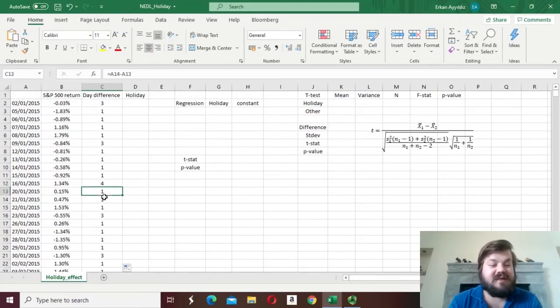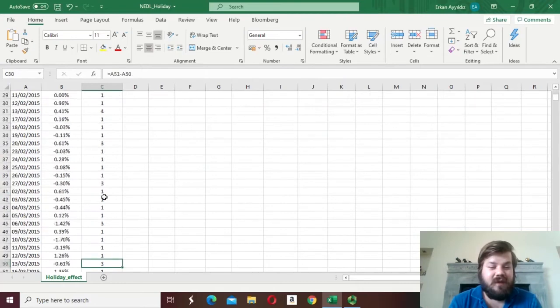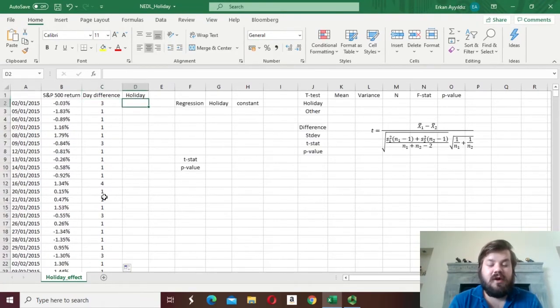And if we examine this data set for long enough, we'll see that those holidays sometimes are present, but they're not that frequent. And now we need to code a dummy variable, pretty much, that would be equal to 1 if this particular trading day is indeed preceding a public holiday, and 0 otherwise.